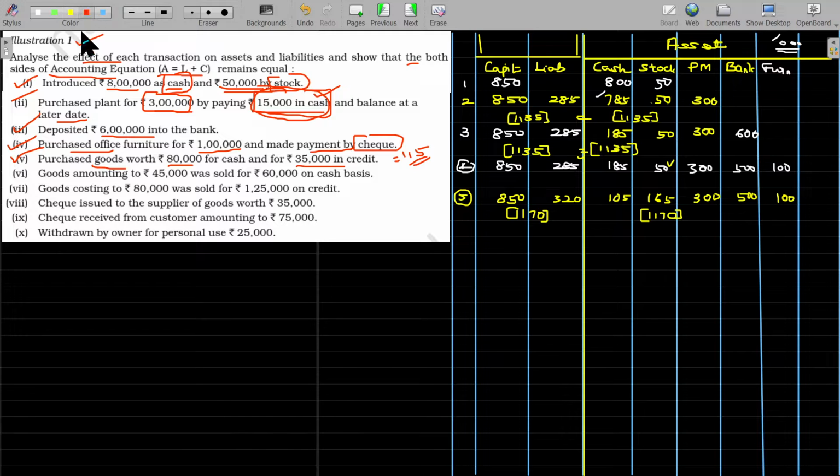Now, sixth transaction: goods amounting to rupees 45,000 sold for 60 on cash basis. We sold it for 60 on cash basis, which means we will get the money, but the cost is only 45, so the stock will reduce by only 45, but the cash increases by 60. The difference between these two, 45 and 60, is your revenue. 15,000 should be the owner's money, added to the capital account. Is that okay? Now, sixth one.